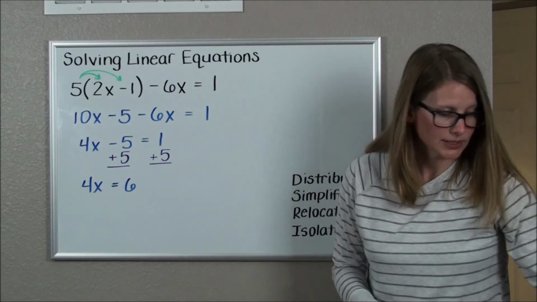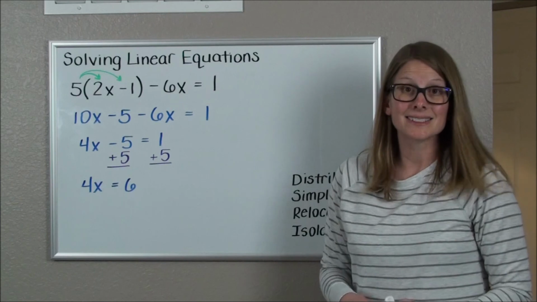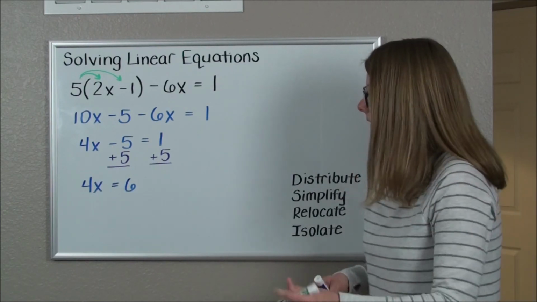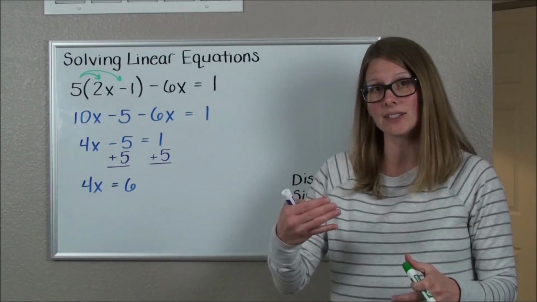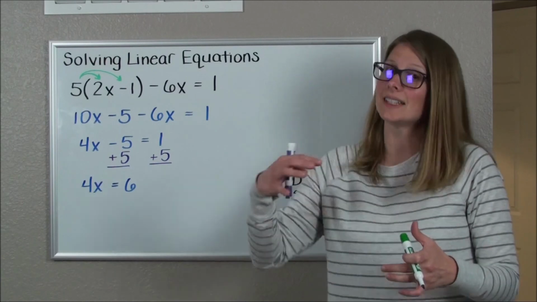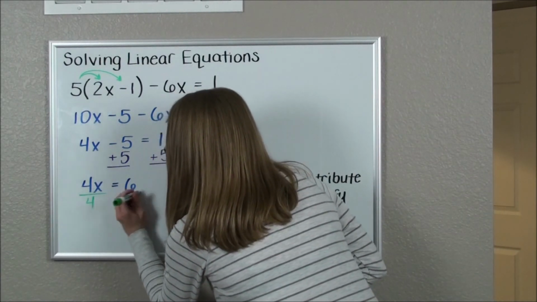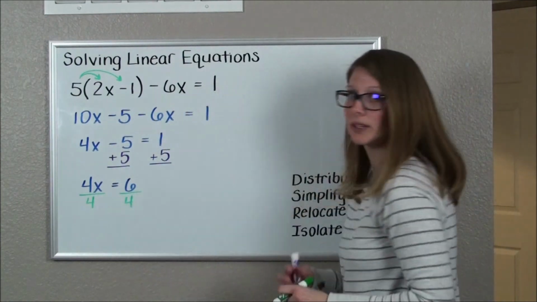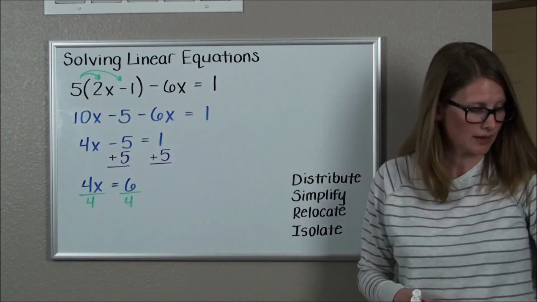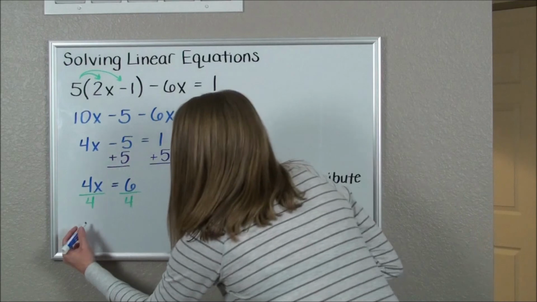So I've got my letters on the left, my numbers on the right. My last step is to isolate. I want to get the x totally by itself. Right now there's a 4 attached to it with multiplication. I'll detach it with division, and that's fine as long as I do the same thing to both sides. So now 4x divided by 4 is just x.